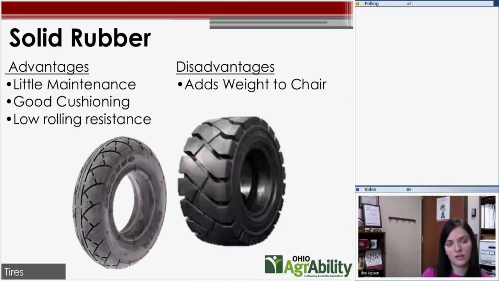And the final type are solid rubber tires. These are seen more commonly on heavy-duty chairs or specialized scooters. They're not seen on a lot of just your standard manual or power chairs as much. They do require little maintenance. They're also good at cushioning, and they also have a low rolling resistance, which makes them a little bit easier to operate in terrains such as gravel or in a field. A disadvantage to them, however, is they do add significant weight to the chair.